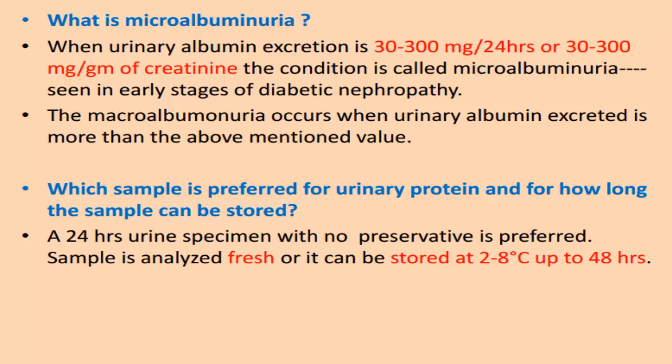Which sample is preferred for urinary protein and for how long the sample can be stored? A 24 hours urine specimen with no preservative is preferred, and the sample is analyzed fresh, or it can be stored at 2 to 8 degrees Celsius up to 48 hours.